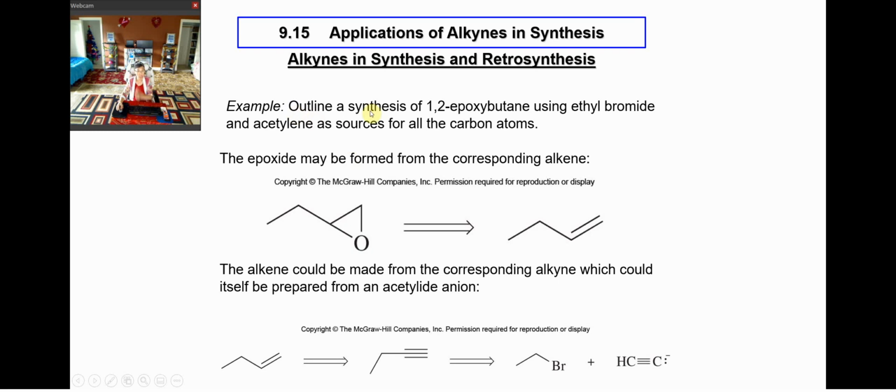So here is our example. You are going to be given 2 reactants. One is ethyl bromide. Second one is your acetylene. That's your source of carbon. I want you to produce 1,2-epoxybutane. This is your product. What's your plan? You are going to use the retrosynthesis method. So this epoxide possibly results from an alkene, from an alkyne carbon triple bond. There will be butene. How do you produce butene?